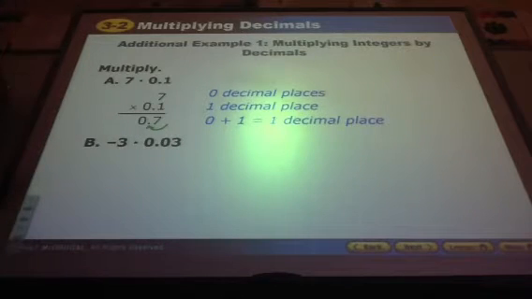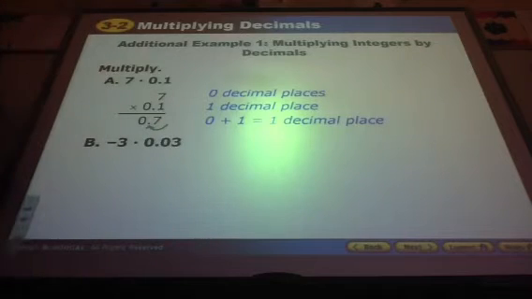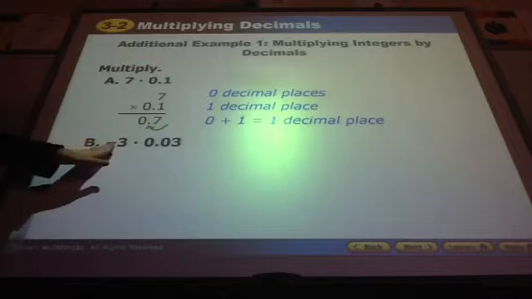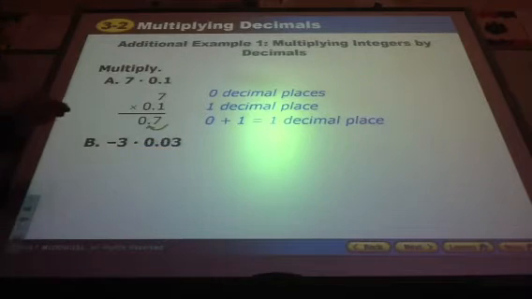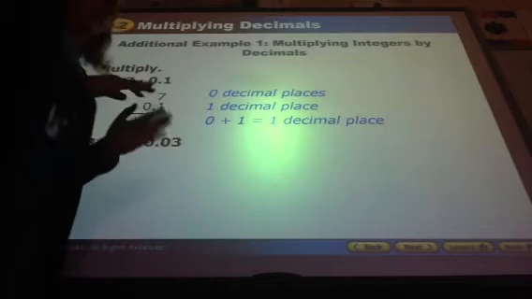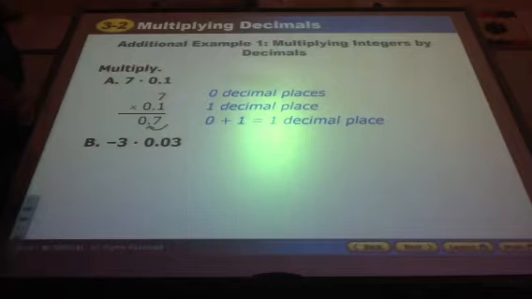That makes sense. Okay, the second one I'd like for you to do as a checking for understanding problem. So it's -3 times 3 hundredths this time. I'd like for you to do this on your notes and pause the video. But notice that it's negative times positive. Now pause the video and then you can come back and check.